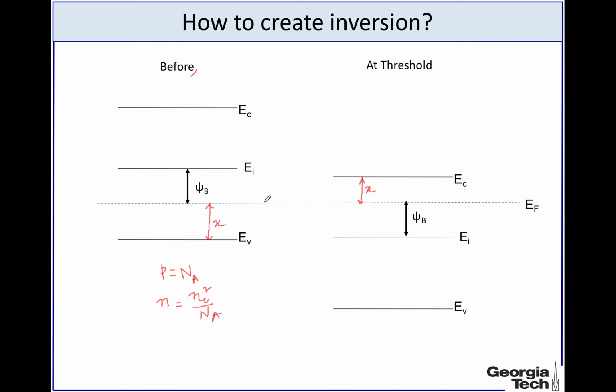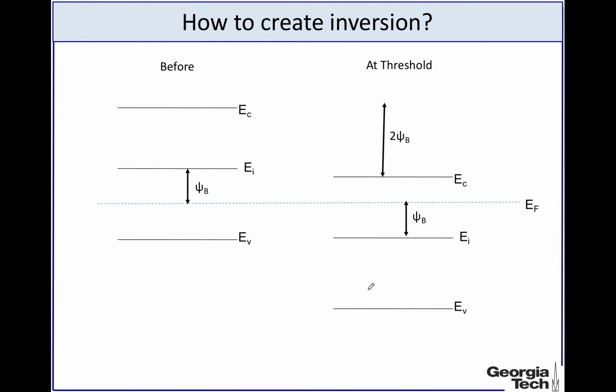In other words, previously EF was phi b amount lower than EI, now EF is phi b amount higher than EI, and this essentially ensures that now at the interface the density of electrons has become equal to Na, and the density of holes has become equal to ni squared by Na.